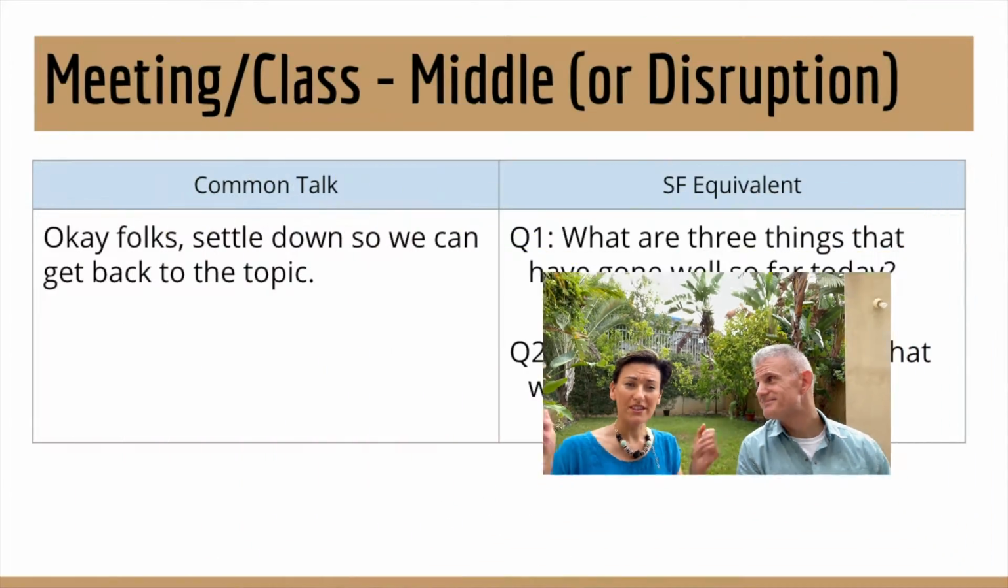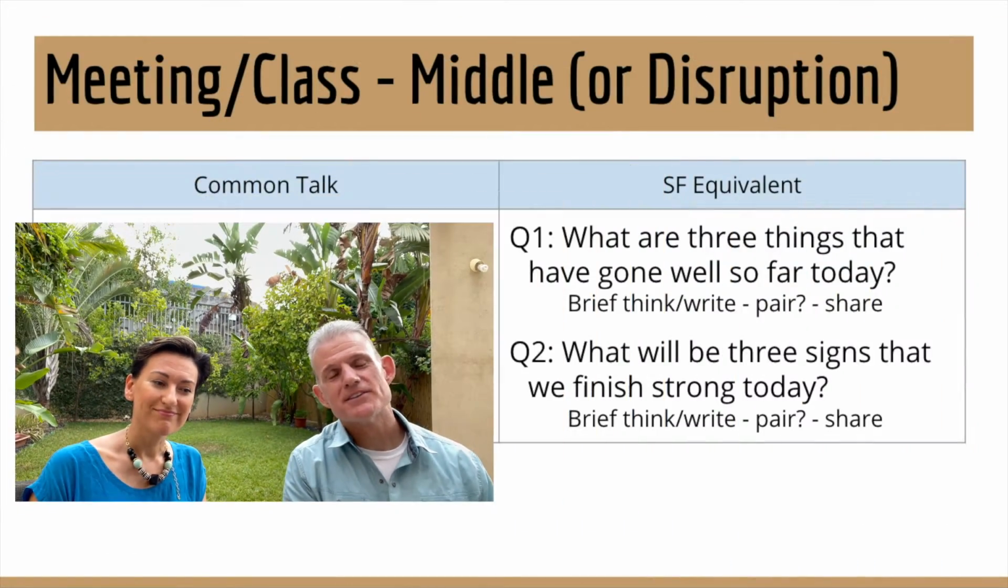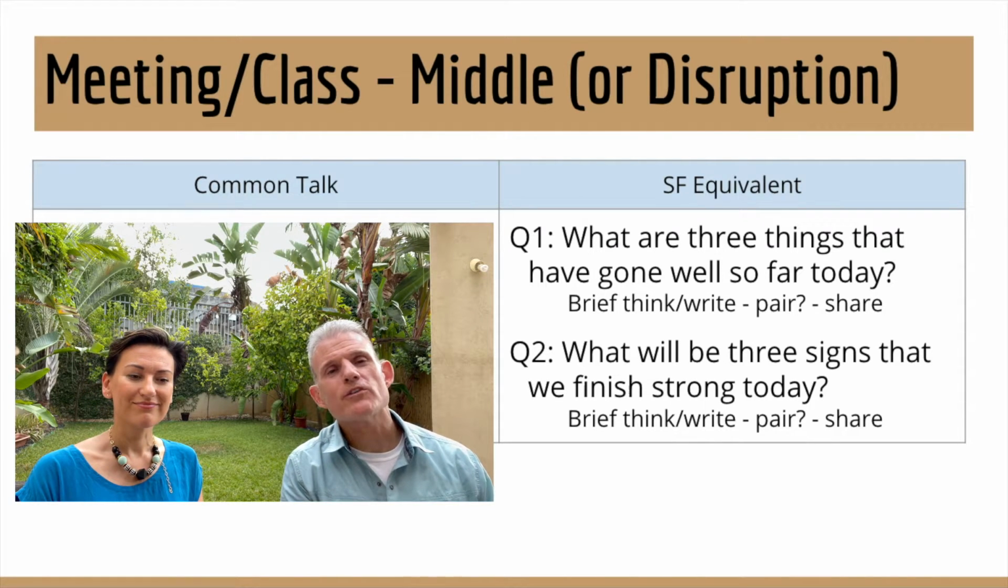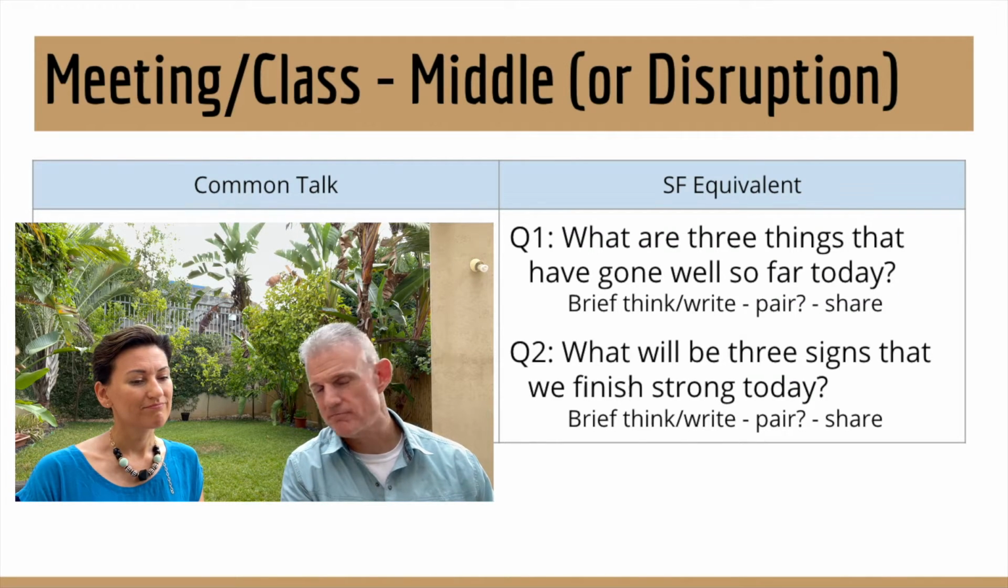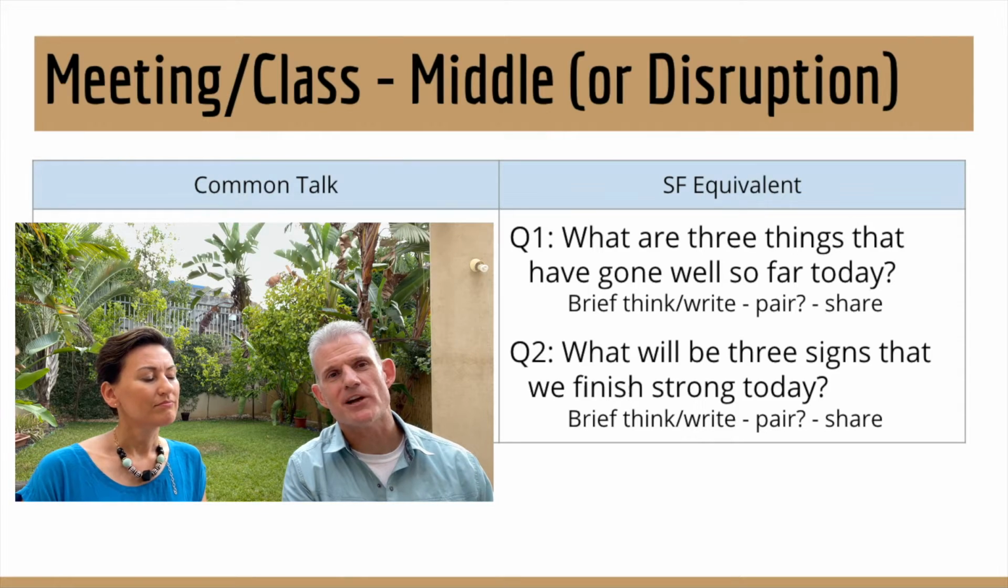During the middle, frequently there are disruptions. It happens. A common response would be something like, okay, folks, let's settle down and get back to our topic. Not solution focused. One thing you could do would be something similar though. You stop, you draw attention to the fact that you're off track, but you do it in a positive way. You say something like, okay, what are 3 things that have gone well so far in this group? Then after you listen for a minute where people share some ideas, you springboard forward: what are 3 signs that we're going to finish strong? What do we need to see? Get them to talk about that and then go back to the agenda and build forward.